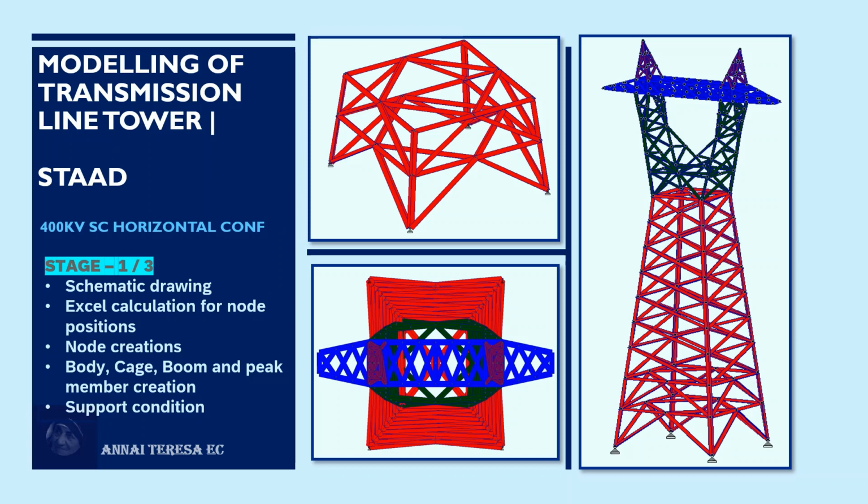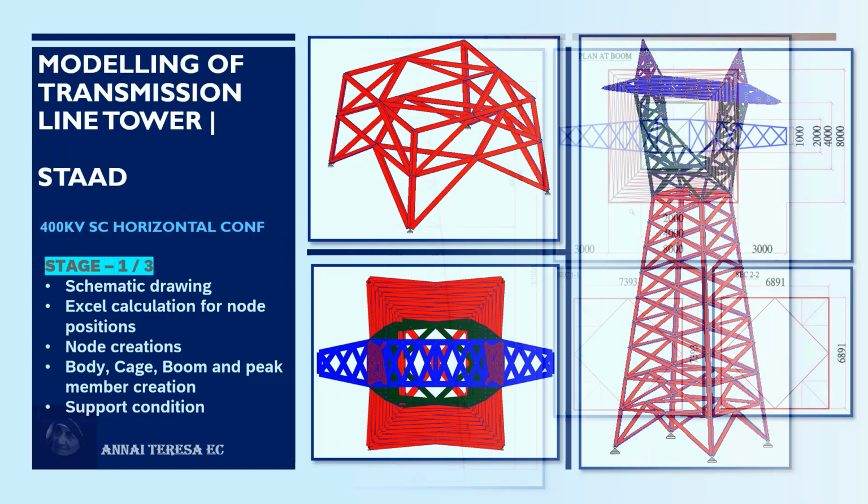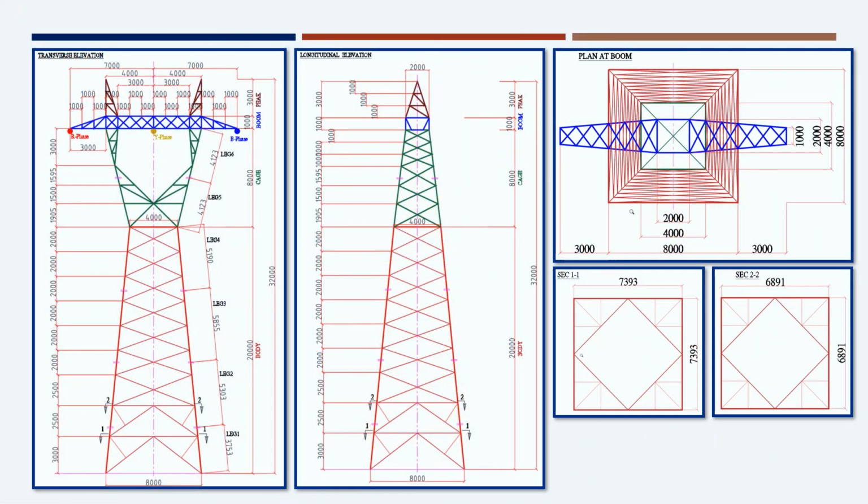So let me show the schematic drawing of this 400 kV single circuit horizontal configuration tower. Here in the left hand side is the transverse elevation, which is perpendicular to the span of the conductor. Next one is the longitudinal elevation. In the right hand side top is the plan at boom.